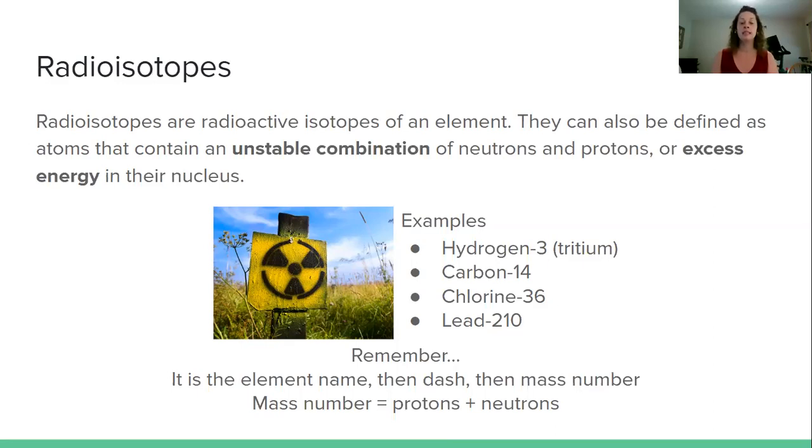Remember, we write this as the element name, then the dash, and then the number is the mass number. And that mass number, I'm going to repeat this a lot, is the protons plus the neutrons. It's important.